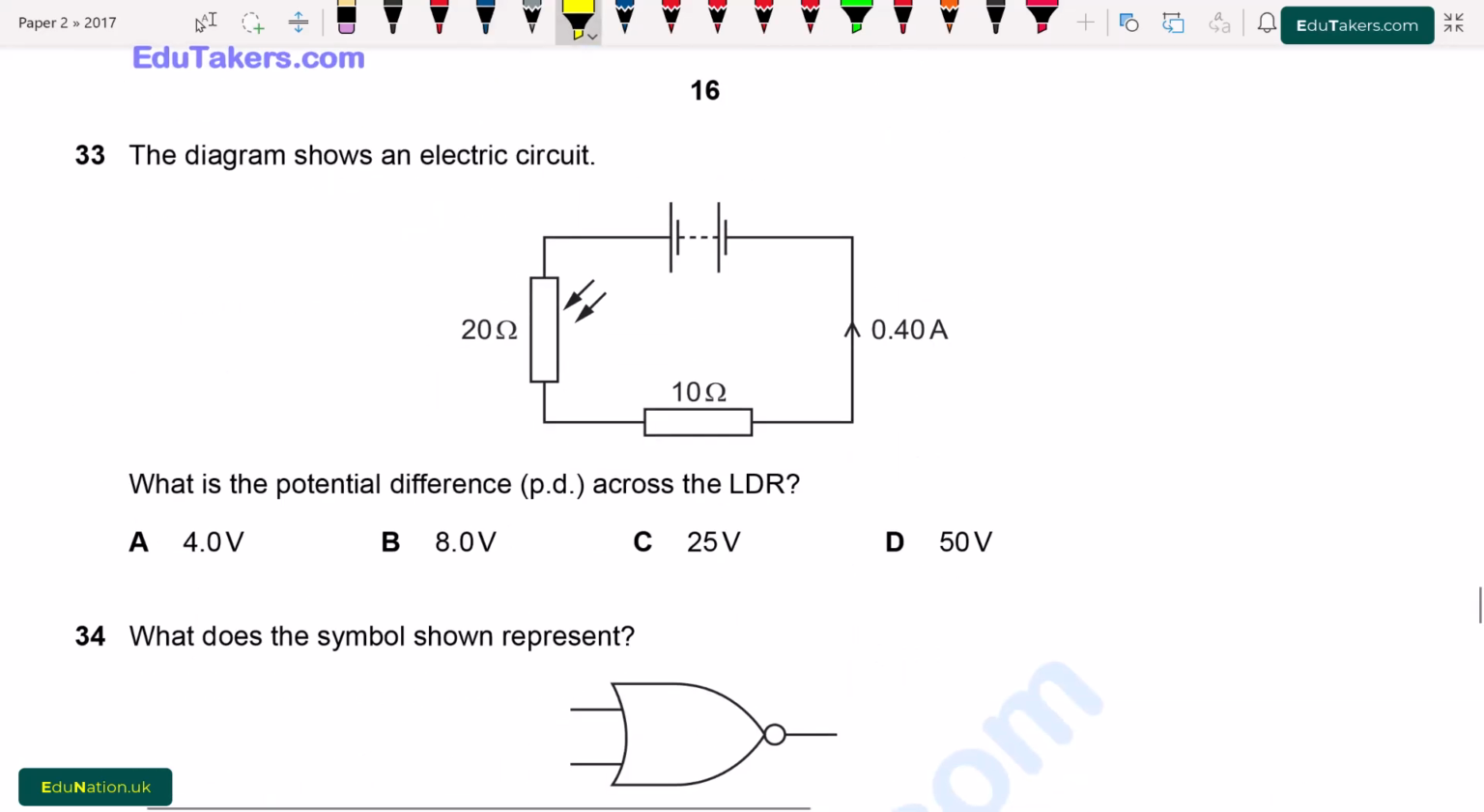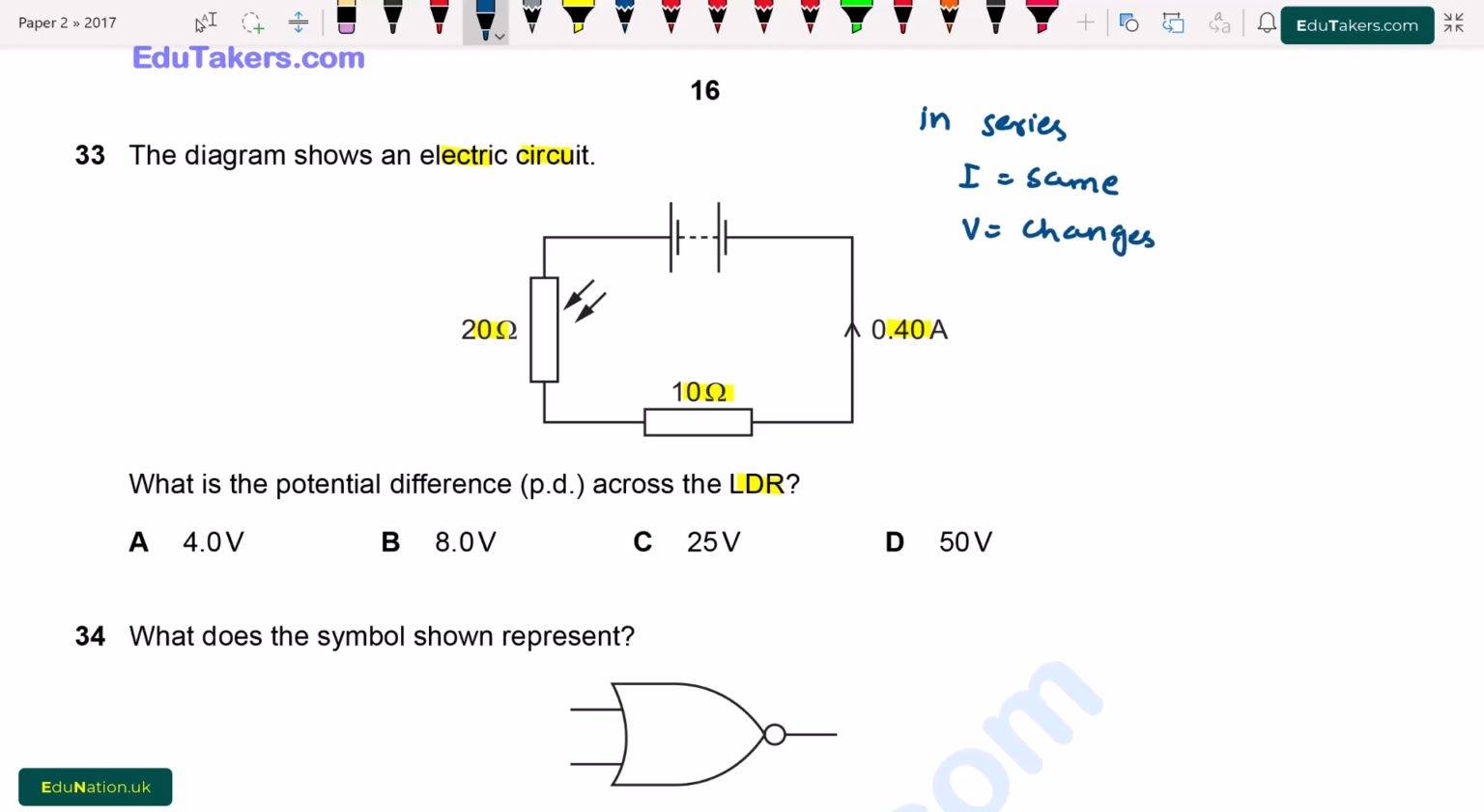Question number 33. The diagram shows an electric circuit. Here is a 10 ohm resistance and there is also a 20 ohm LDR. The current passing through here is 0.40 ampere. What is the potential difference across the LDR? So here we have to find out the potential difference. Both of these components are connected in series, and in the series combination the current remains the same, but the potential changes.